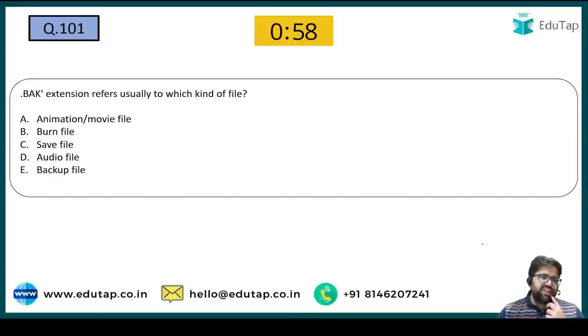Now coming to an extension, which is question 101. Yes, F5 is for slideshow, but it was from the starting, I would say. Question number 101. It is not an animation movie file. 101 is E. Now I think Sajan is going with the right option, that is backup file.